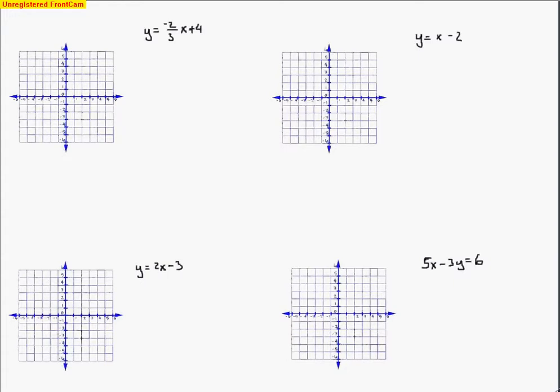The second half of today's lesson deals with graphing equations in the slope-intercept form. So let's take a look at our first problem here. It asks us to graph, and it's already in the slope-intercept form. So let's write down real quick what that slope-intercept form is. It goes this way. Y equals. Notice all of these equations except this last one has y by itself.